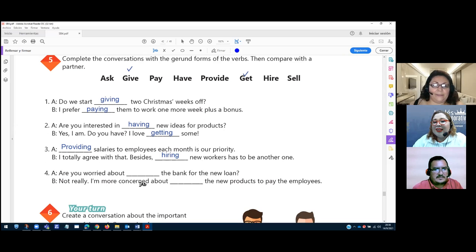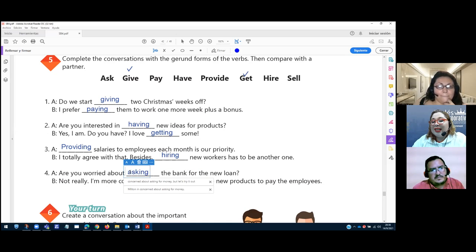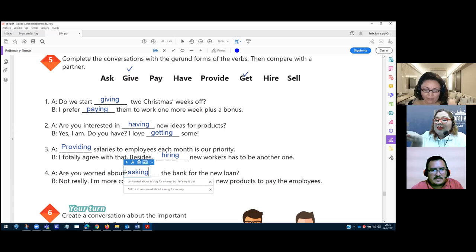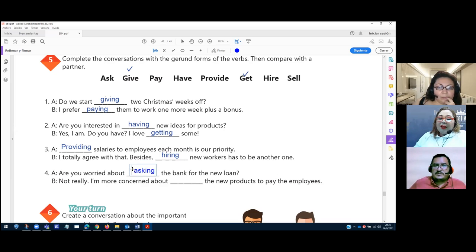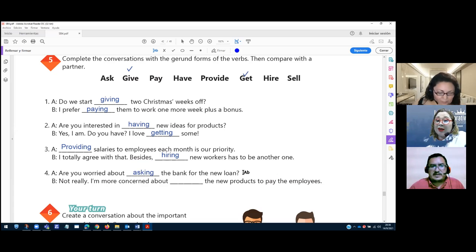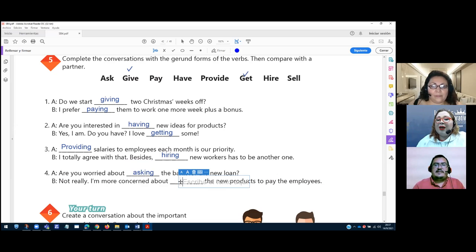Okay, busquemos la cuarta. I'm worried about bank for the new loan. Ah, aquí sí es. Preguntar, puede ser. Are you, ¿estás tú preocupado acerca de preguntar al banco por un nuevo préstamo? Not exactly that meaning. Sería asking, right? Pidiendo, asking, right? Pedir. Like request. Aquí no funciona pregunta, teacher. No es como pregunta, ask. Yes. Pidiendo puede ser, sería ya con ING. Es por el sentido del contexto, el significado de lo que se está diciendo.